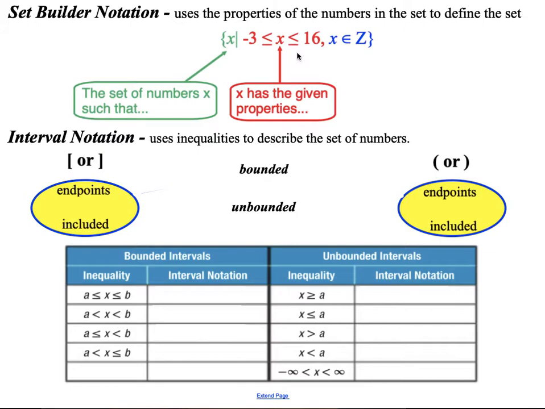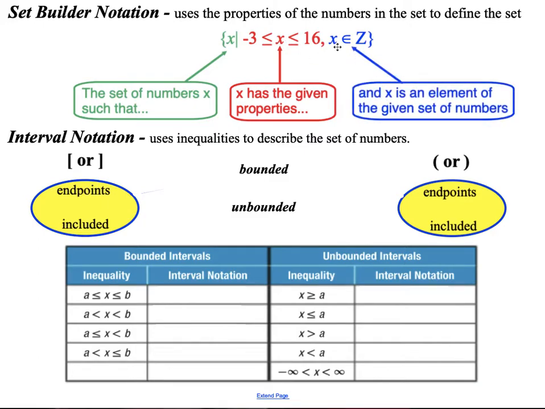X has some properties. This one says x is greater than or equal to -3 and it's less than or equal to 16. And then you'll have some property of real numbers. Sometimes you won't have this. But that one says x is an element of Z, the integers. I don't think that was in the last slide, but if you don't know what the symbols are, Z is integers, N is natural, R is real, Q is rational, and then irrational is I. So if you have questions on those, be sure to ask me in class.